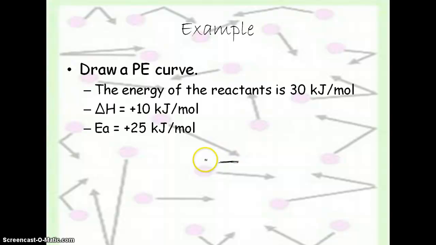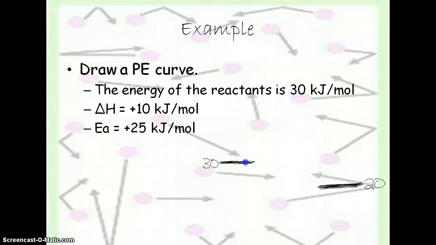And you see in this potential energy curve that we need to have an energy of the reactants be 30 kilojoules. So we're going to go ahead and write in the reactants right here. All right, the next thing we need to look at is that the delta H is 10. That means the difference between the reactants and products is a decrease of 10, which means the product's energy should be 10 less than what the reactants had. So if the reactants were 30, that means the product should be 20.